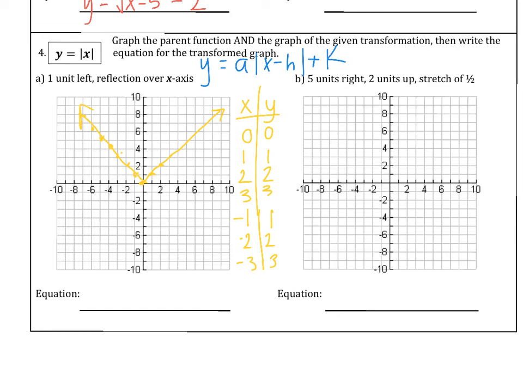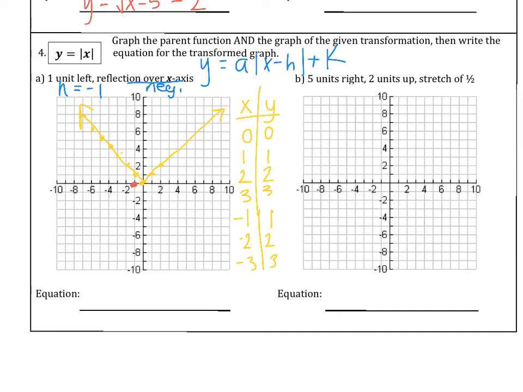So 1 unit left in the negative direction means h equals negative 1. And reflection over the x-axis means I'm putting that negative out front. So it's basically going to take the whole thing and reflect it over this. So instead of being a V, it'll be an upside down V. But before I reflect it, I need to shift it left 1. So I'm going to take every point on here. I'm going to take the point 0, 0, shift it left 1, and then reflect it over the x-axis, but this is on the x-axis, so it just stays where it is.